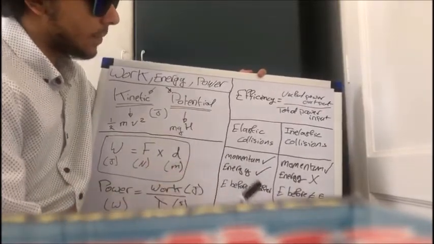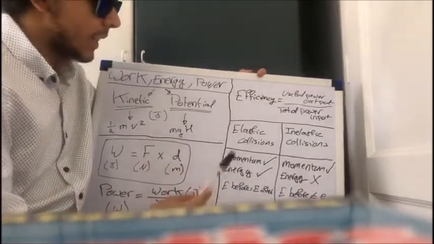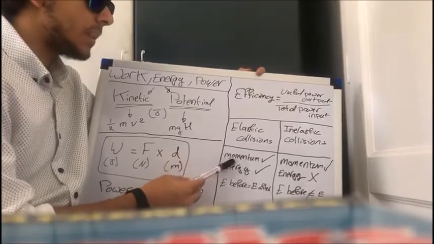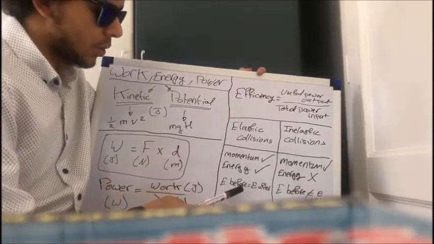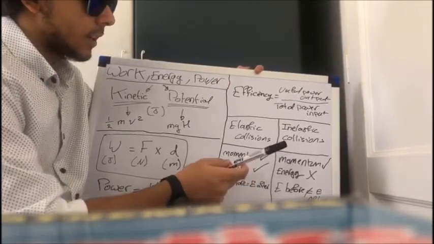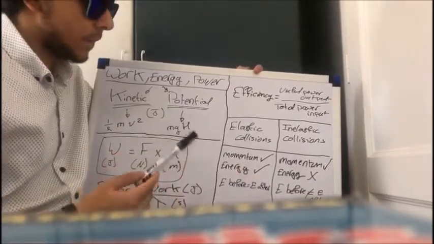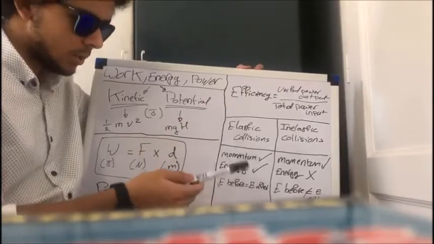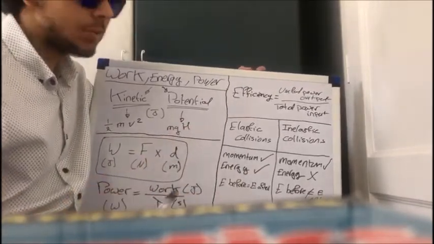We have two types of collisions: elastic and inelastic. In elastic collisions, momentum and energy are conserved, so energy before equals the energy after. And in inelastic collisions, momentum is the only one conserved, energy is not, so energy before is not equal to energy after.